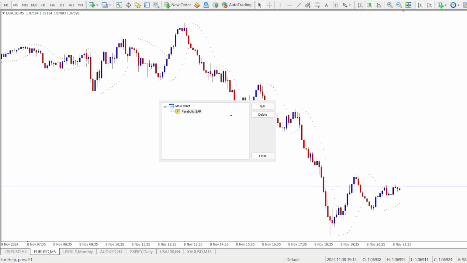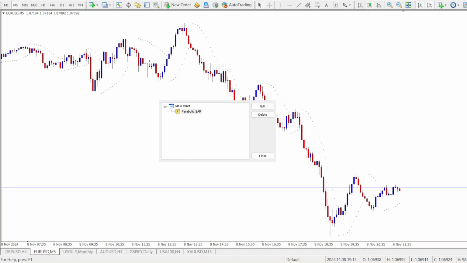However, a step that's too high could result in more false signals. So even when you are modifying your settings, you should be careful so that you don't make it prone to false signals. Everything should be done in moderation. Now, as for the maximum, the default for the maximum is 0.2, as we can see here.